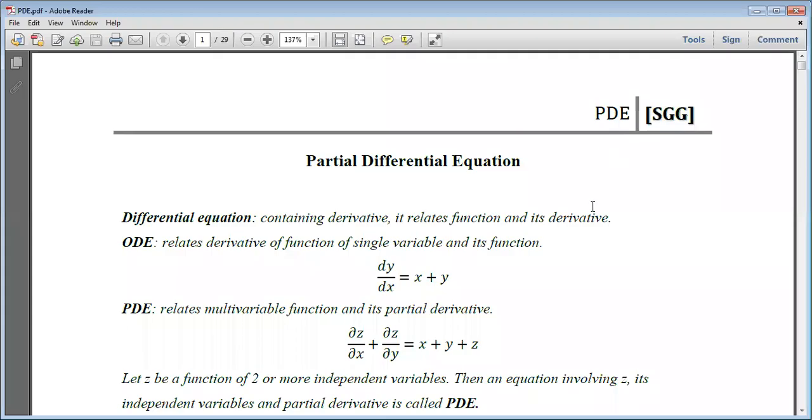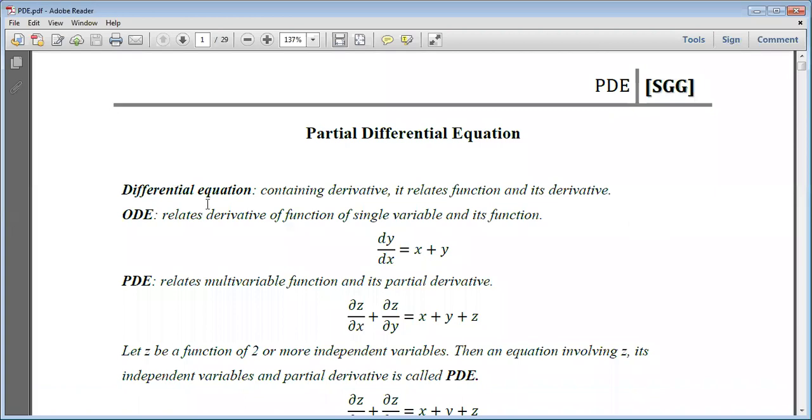Good morning, friends. Today we have an introduction to partial differential equations. Before partial differential equations, we will see what differential equations are.